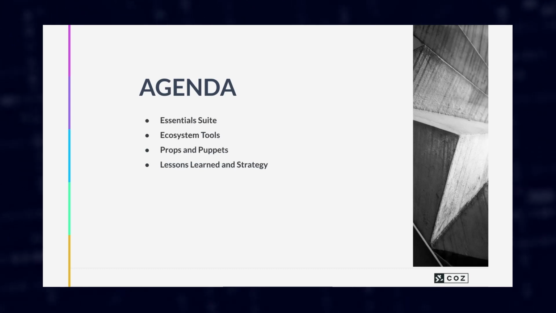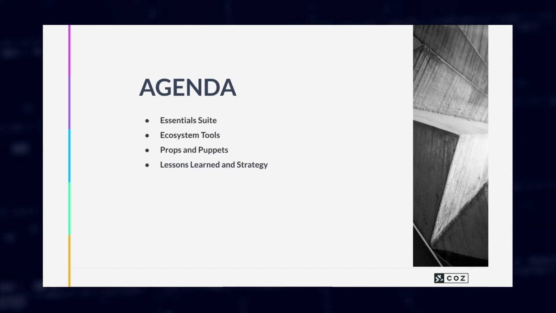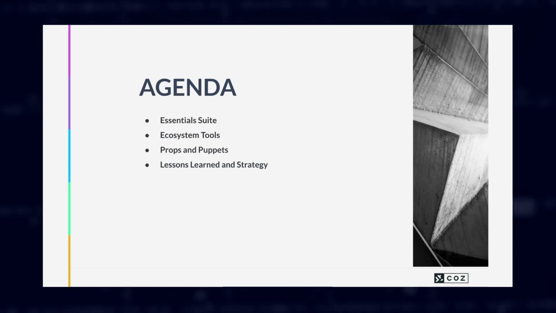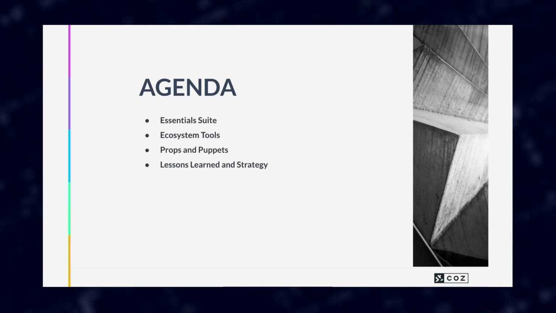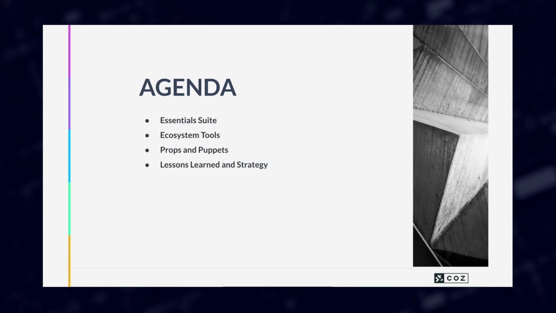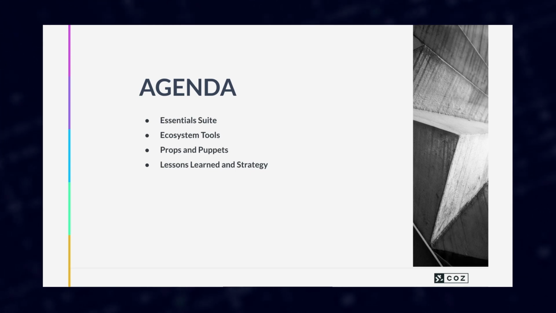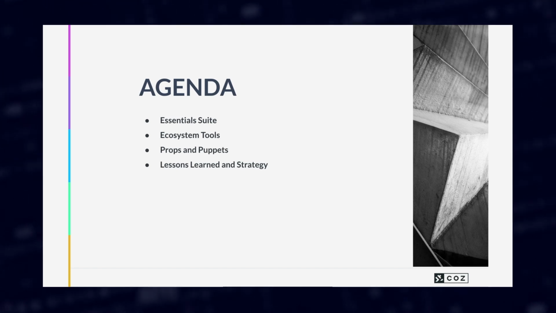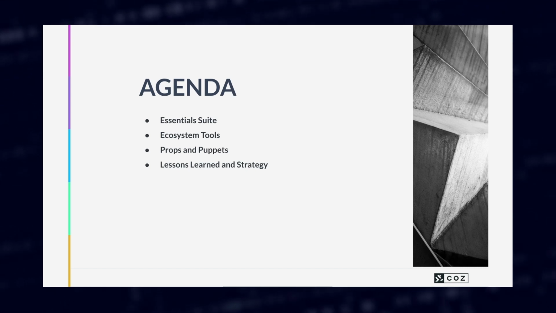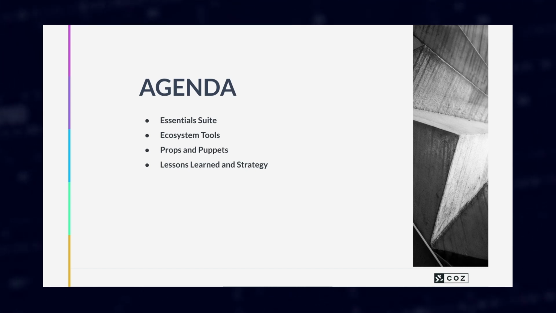In this brief presentation, we're going to be going through 4 different topics. The first one is our Essential Suite, which encompasses our wallets and our Explorer. Then we'll be visiting the ecosystem tools, and then we'll be discussing props and puppets and what we've been working on there for Q4. And then we're going to spend a few minutes talking about some of our lessons learned from 2022 and some of our strategy looking forward for 2023.